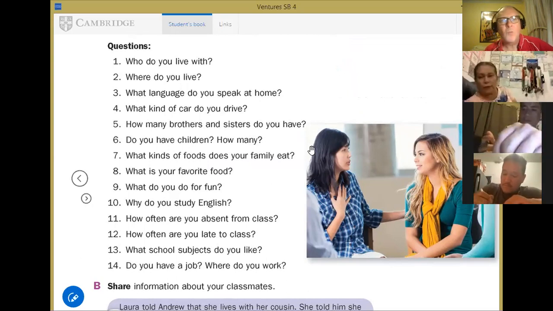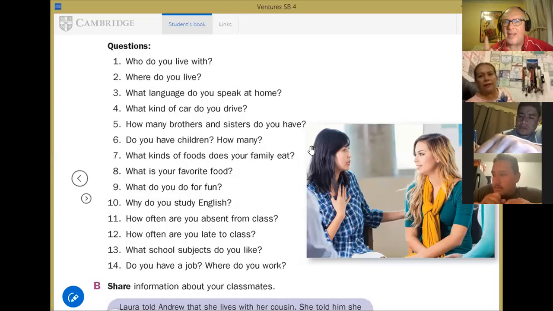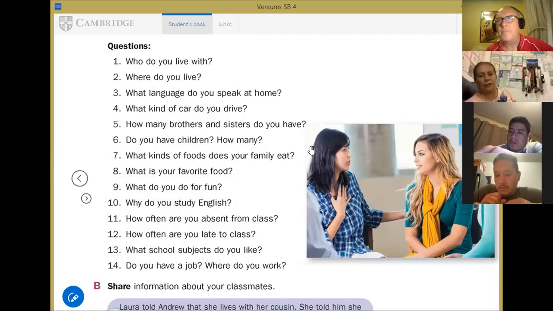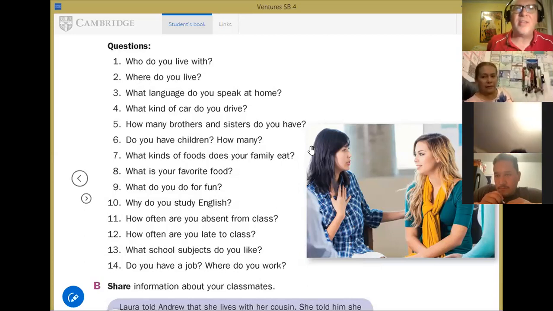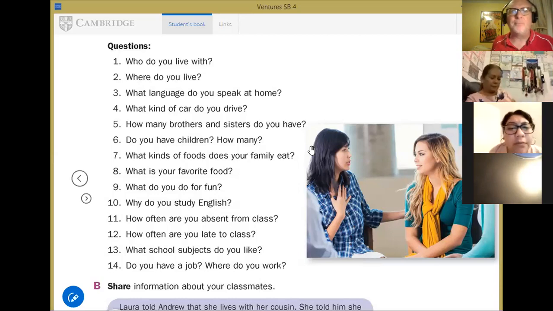Who do you live with? I live with my wife and my daughter. Okay? So, what are we going to say? The teacher said that he lived with his wife and his daughter. Right. The teacher said that he lived, past tense, with his wife and his daughter.